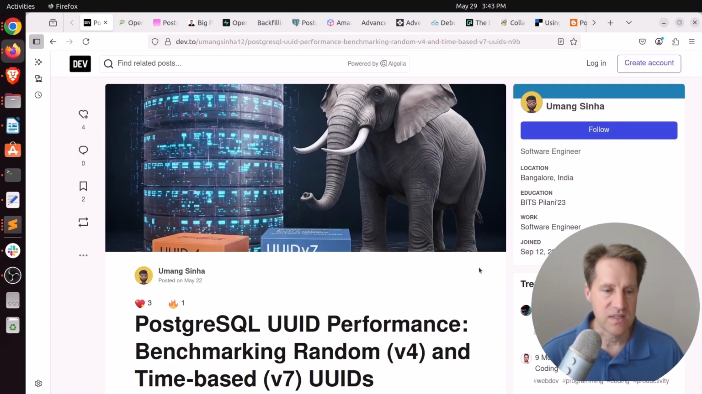Our first piece of content is PostgreSQL UUID performance, benchmarking random version 4 and time-based version 7 UUIDs. This is from Dev2 by Umang Singha.